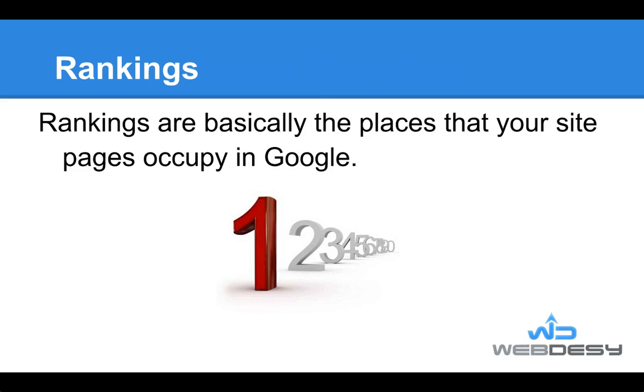The main metric that is used in SEO is called rankings. Rankings are basically the places that your keyword takes in Google search result pages. As an SEO, you need to do your best to make sure your site ranks number one for your keyword. The next slide gives you an example of how that works.